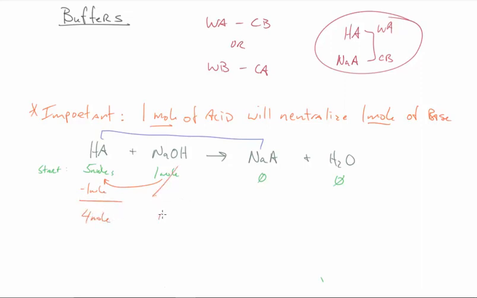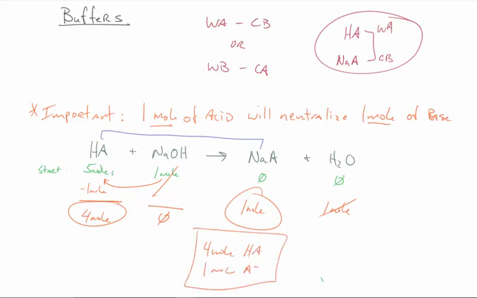All of the NaOH would react away, so I'd have none of it. But that would give me 1 mole of NaA and 1 mole of water. I'm not really concerned about the water, but the big thing here is that at the end of this, I would have 4 moles of HA and 1 mole of A minus.